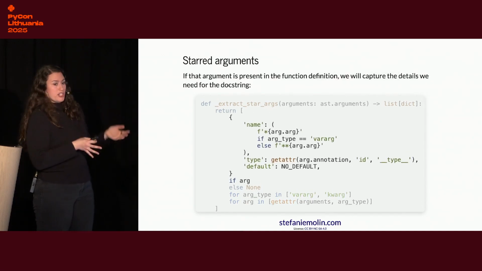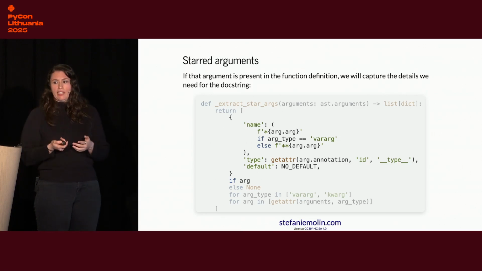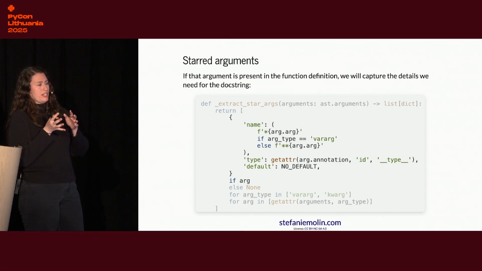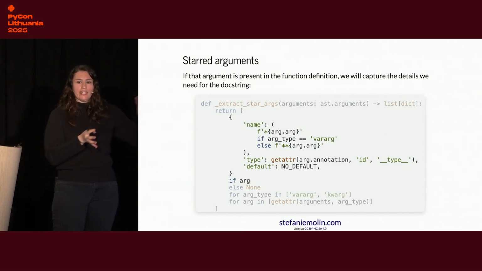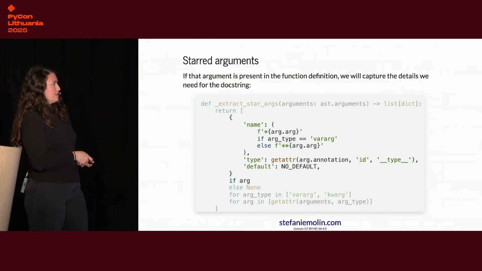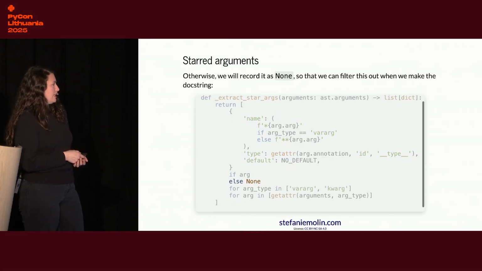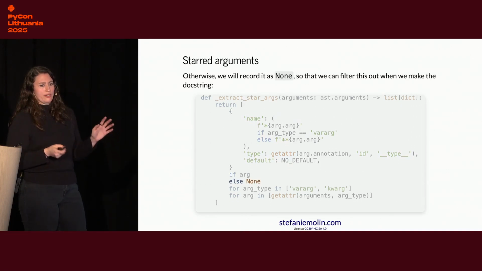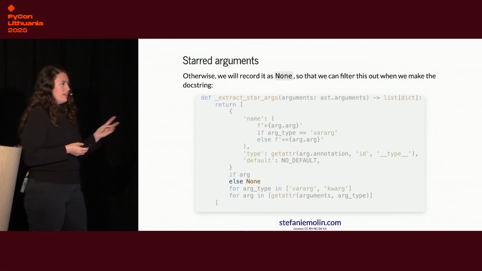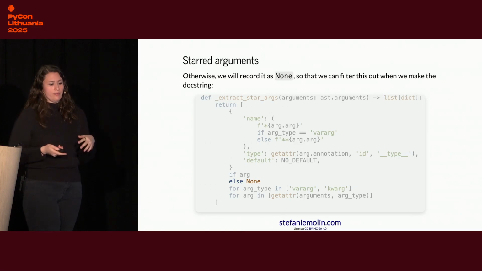So if we do have that argument, then we're going to extract something that looks very similar to before, right? We handle if it's a single star or a double star with this check. We have the same check for the annotation, and there are no defaults here, right? I mentioned that the defaults attribute was tied to positional only arguments, and that the keyword one was tied to the keyword arguments, so these two don't have defaults. So we're just going to put this no default indicator. And then if the arg is not there, we're just going to return None in here. So we will have 2 items being returned from this, a list of 2, and each of the values can either be the dictionary or None.